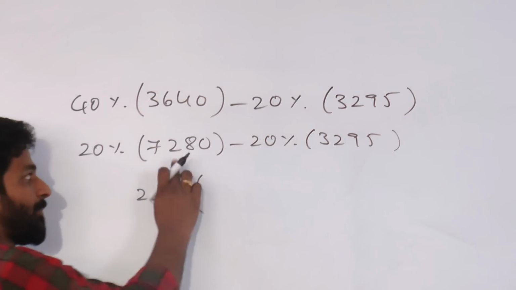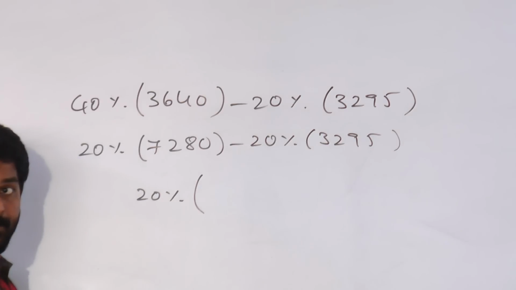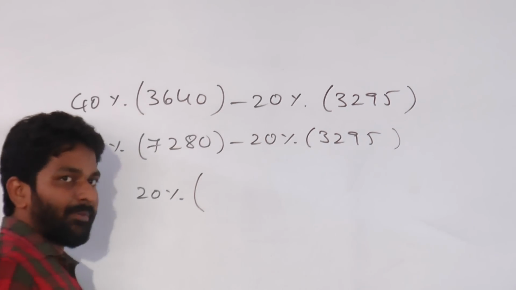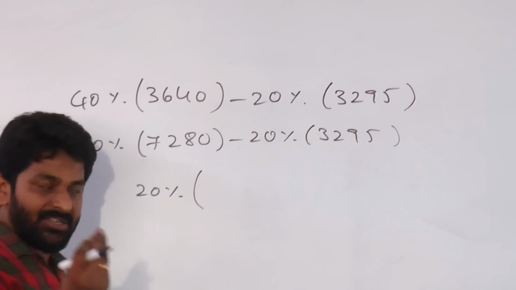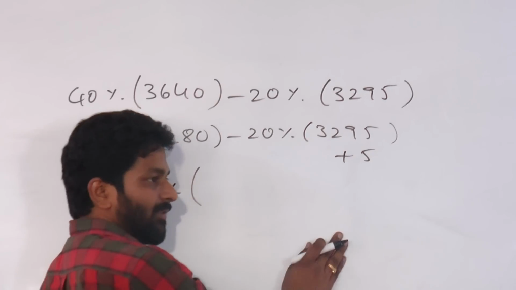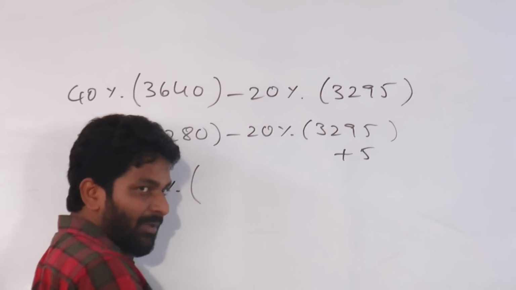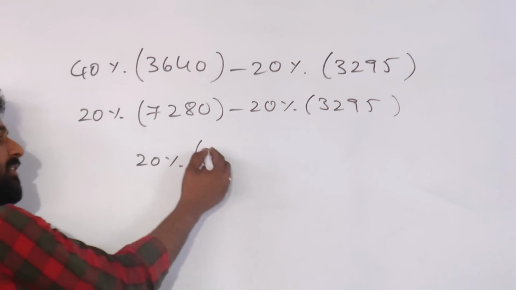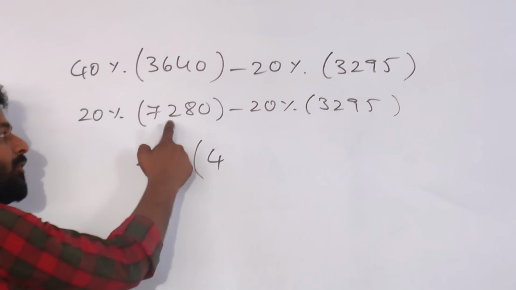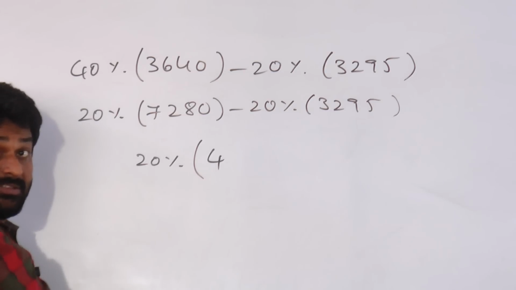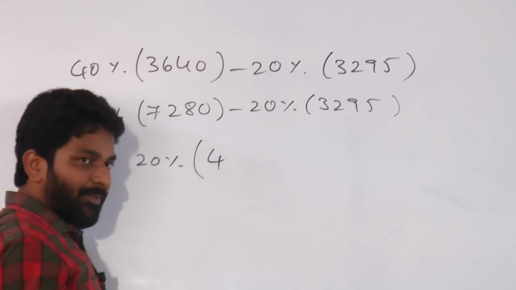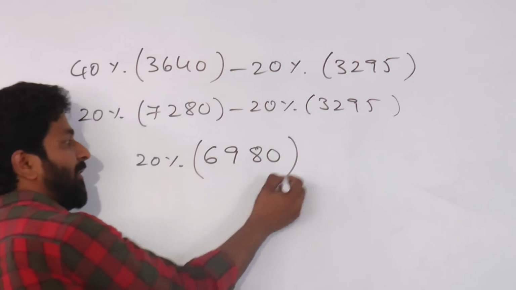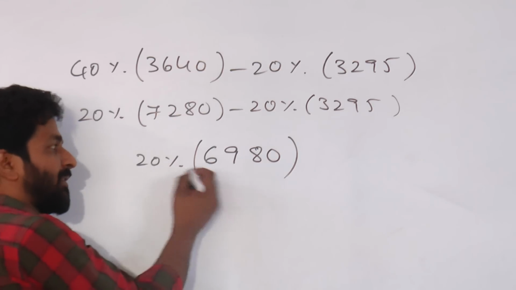Let me calculate 20% of the difference. Instead of this number, subtract 3300 as it is. You are adding 5 here. 20% of 5 is 1, doesn't make any difference. So instead of this number, subtract 3300. 7280 minus 300, so still you need to subtract 20. So that will be 6980. And of this number I need to calculate 20%.